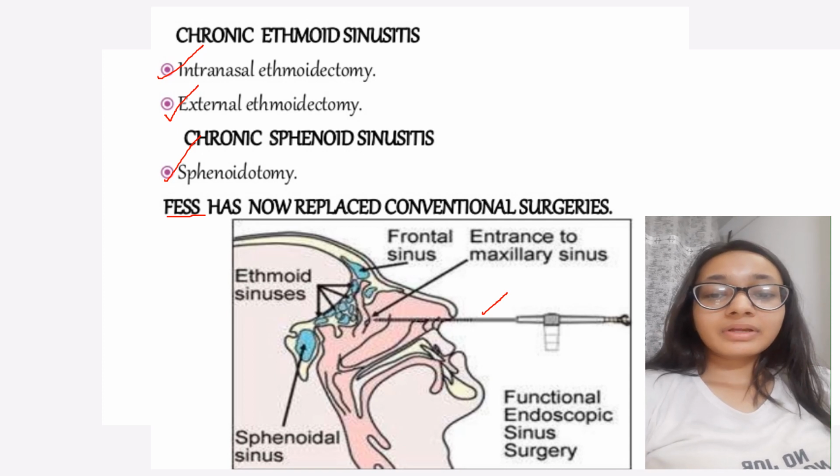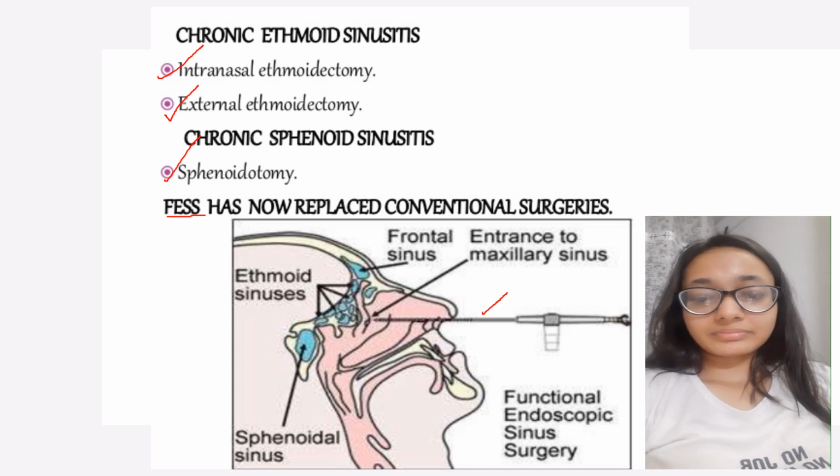For example, since we pass a nasal endoscope inside, there can be a hemorrhage, a CSF leak can also be there, injury to the orbit or injury to the nasolacrimal duct can also be there.